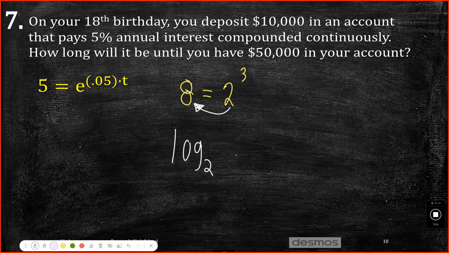Log base 2 of 8 is equal to, and let's say that we didn't know what that is. So go ahead and put in the calculator log 8 divided by log 2. What are you getting? You're getting 3, no?